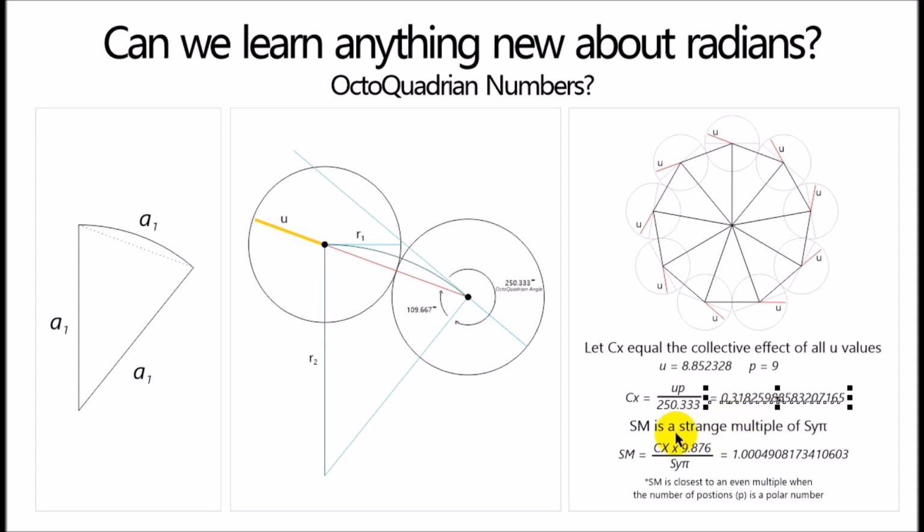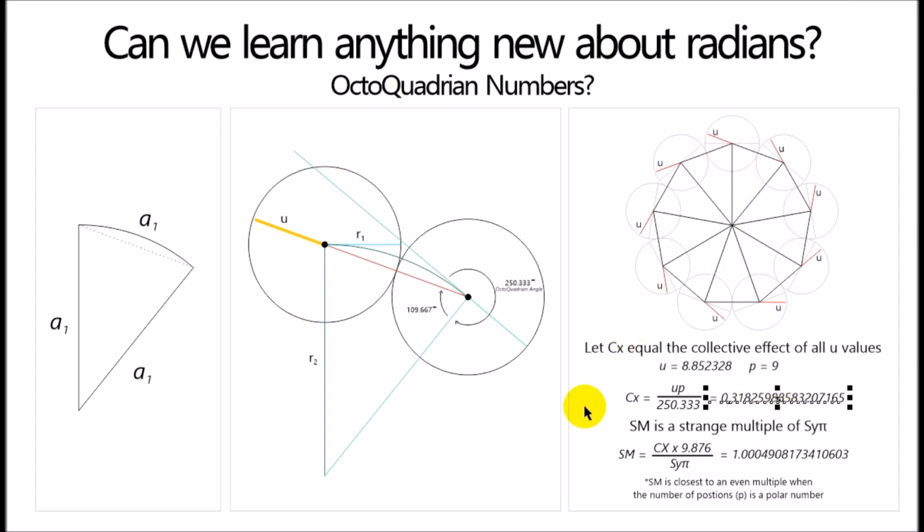And that gives us this strange multiple of psi pi, right? Where on polar numbers, when your number of positions is a polar number, such as 9, 18, 27, 36, 45, etc., you end up with this polar behavior that gives you a strange multiple of psi pi. It's almost exact, and it actually fluctuates between the different poles, or the different polar numbers. I'll also point out that this decimal 876 is the 4th octoquadrian.